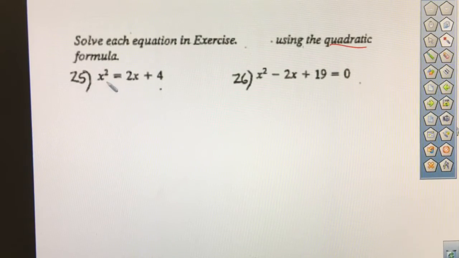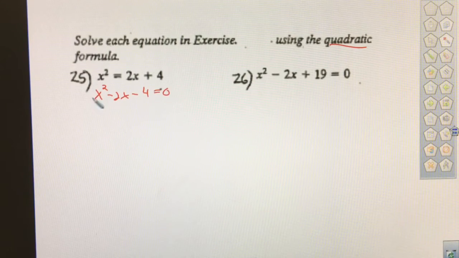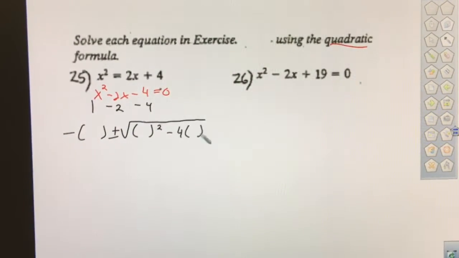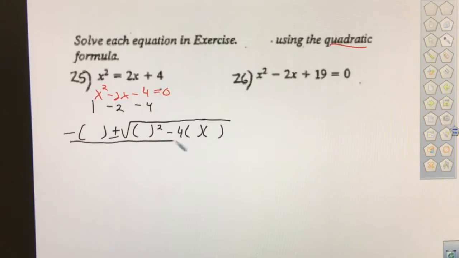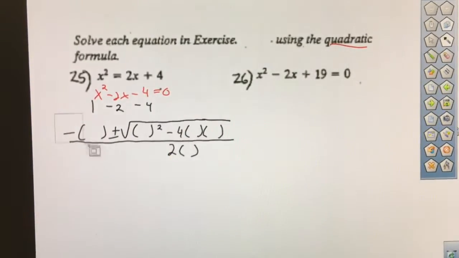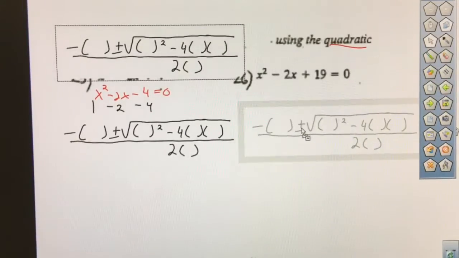25, use the quadratic formula. So I have to bring this over. This is going to be x squared minus 2x minus 4 is equal to 0. A equals 1. B equals -2. C equals -4. Negative b plus or minus the square root of b squared minus 4 times a times c all over 2a. And I'm going to have to use that again, so I'm just going to paste that over and use it again for the next problem.